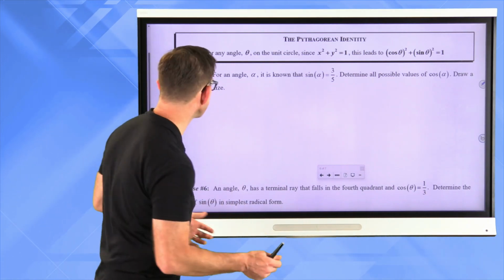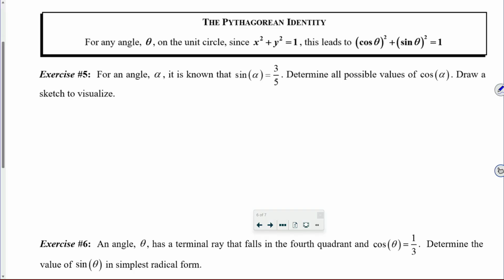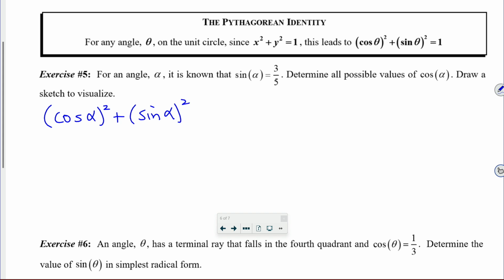Well, let's take a look. What this equation says is that cosine of alpha squared plus sine of alpha squared is equal to 1. Now, I want you to be very clear. Alpha is not 3/5. The sine of alpha is 3/5. So cosine of alpha squared plus 3/5 squared is equal to 1.